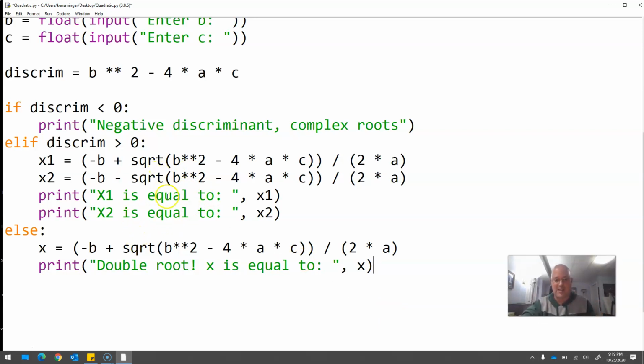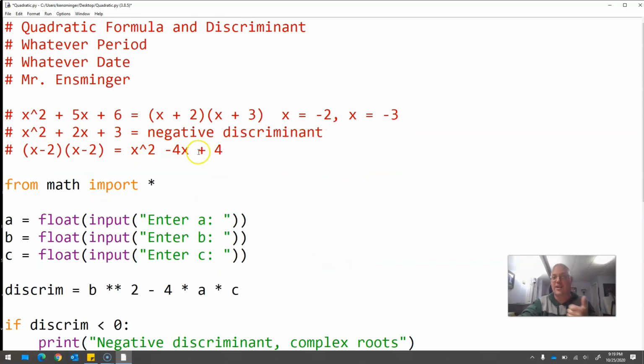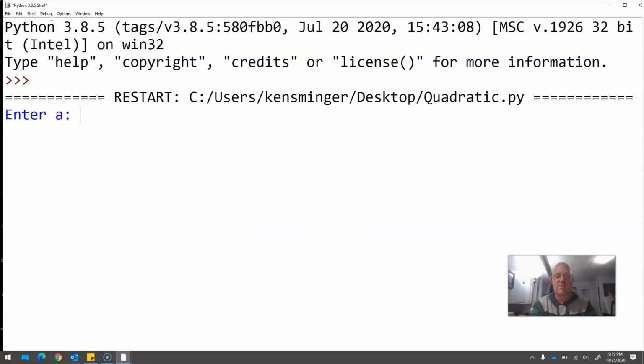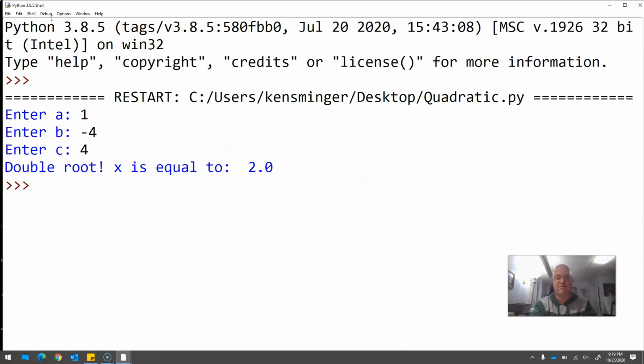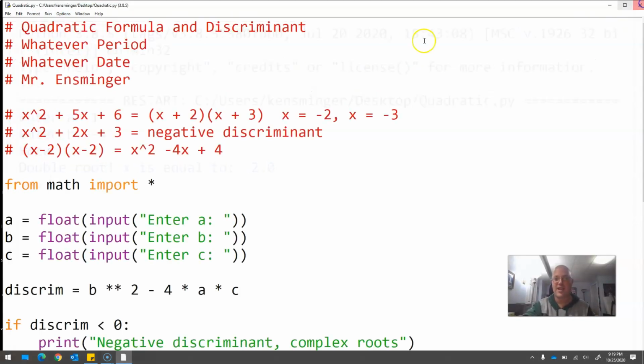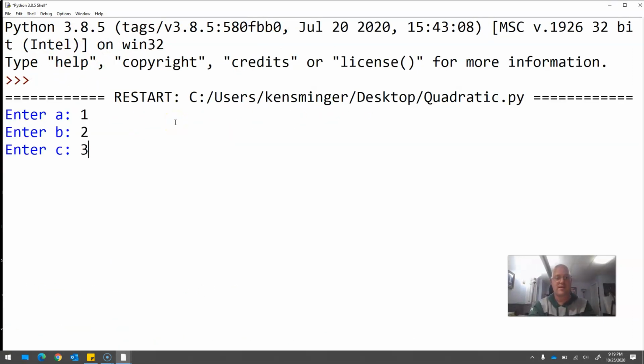We do have basically the same problem, but this is a little bit more specific. So we have less than 0, greater than 0, and that else, which of course the only other outcome there is equal to 0. So let's try it. And again, remember that I'm using 1, negative 4, and 4 as my answers. So that should give us the final outcome: double root, x is equal to 2. And, one more time, let me just test it to make sure it doesn't do the negatives. The 1, 2, 3 outcome, you'll say negative discriminant, complex roots.